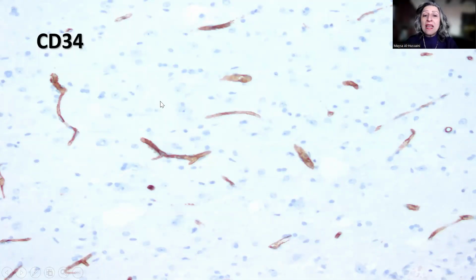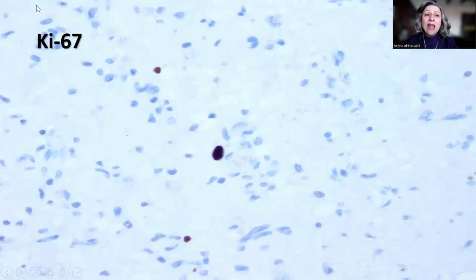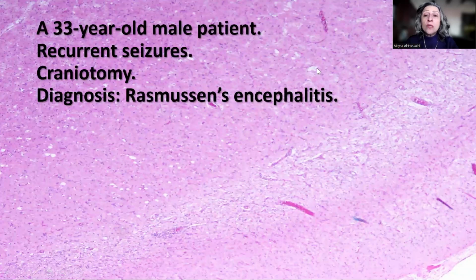CD34 was completely negative, and in a way, this would support that whatever neurons are present are not dysplastic, but this is not an absolute criterion. P53 showed this mosaic pattern of staining, non-mutant, and Ki67 was barely positive in some of the inflammatory cells, not in the reactive gemistocytes.